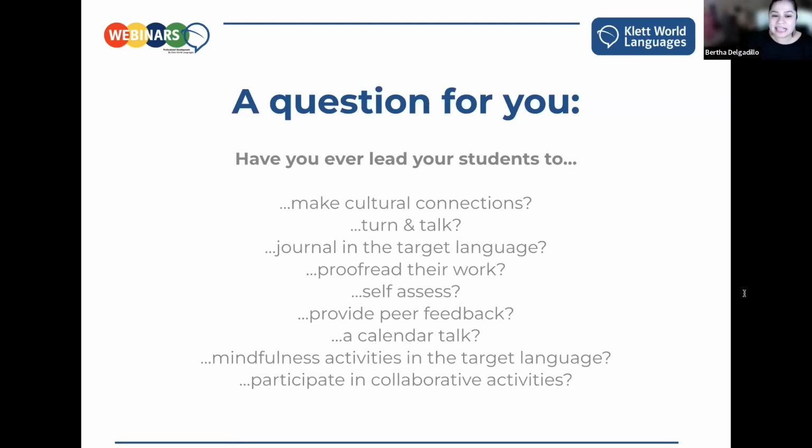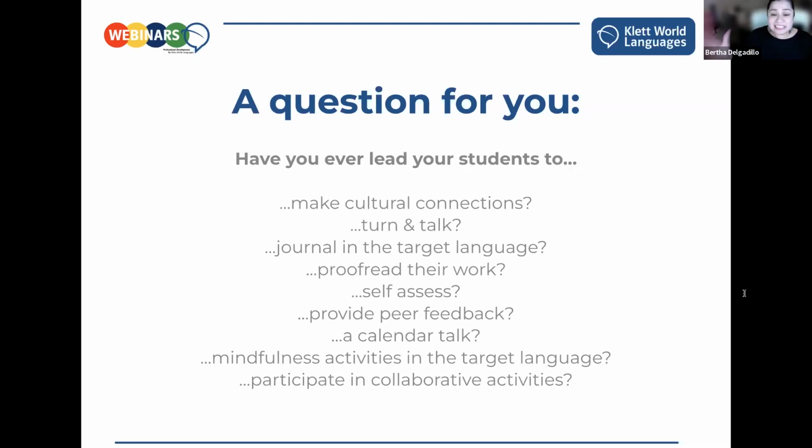Have you ever asked your students to journal in the target language on a specific topic? Have you ever asked your learners to proofread their work? Have you asked your students to self-assess an essay or a written piece or a speaking sample? Have you ever asked your students to provide feedback for each other? And I'm seeing a lot of yeses in the chat. Have you ever done calendar talk? And have you ever done mindfulness activities in the target language? Have you had your students participate in collaborative activities?